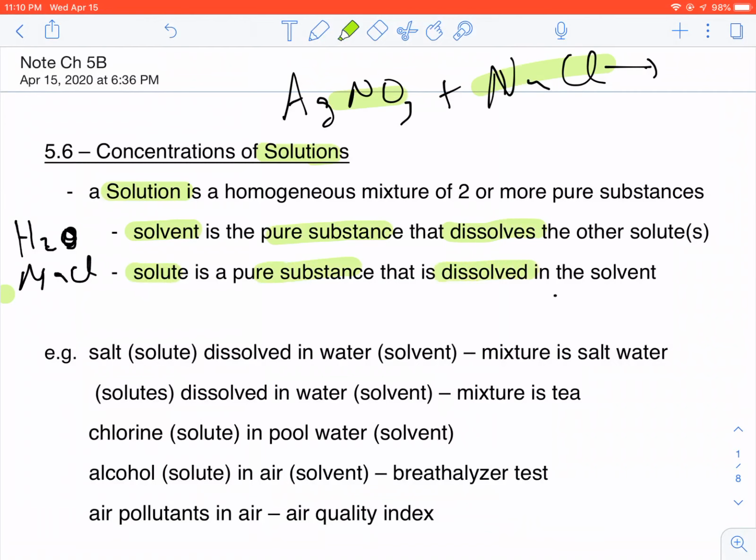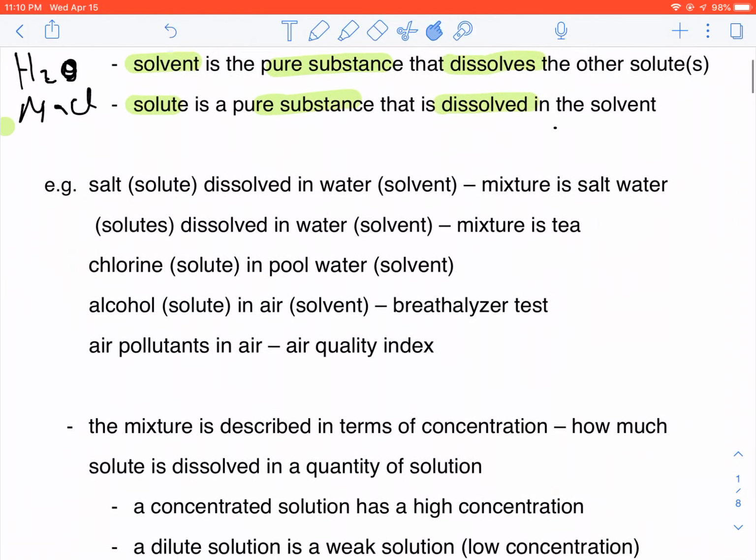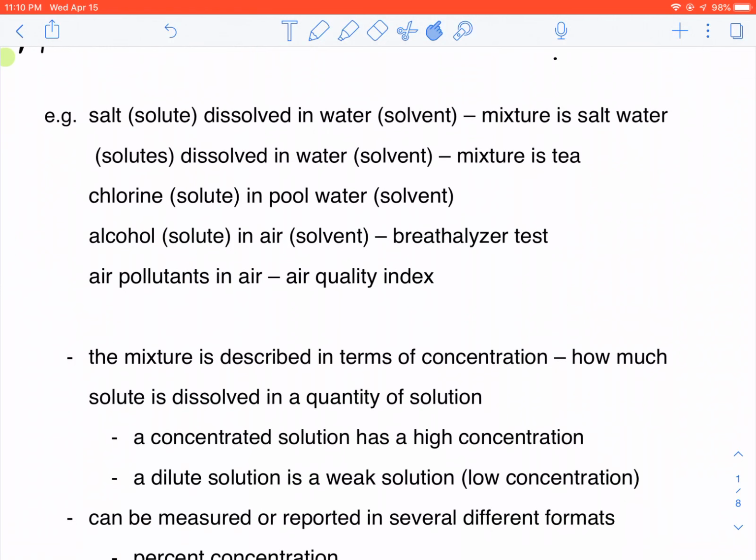Now, if you're a coffee drinker, you know that when you're ordering a coffee, you may order it with a certain amount of sugar. Maybe you order it with a lot of sugar or a little bit of sugar. Let's say one sugar in your coffee, or a double or a triple.